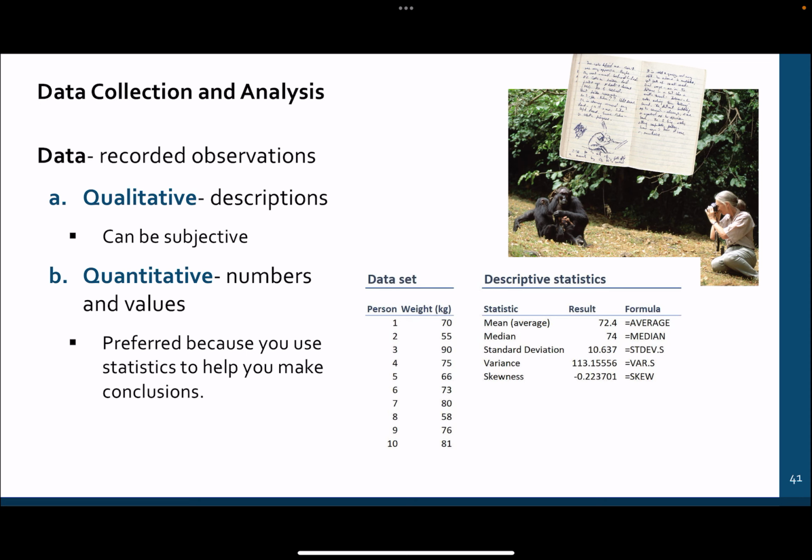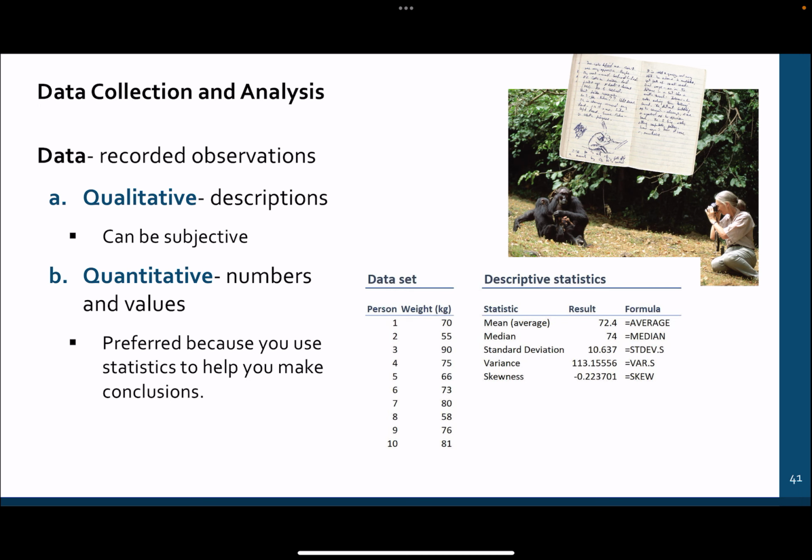Now, depending on how you're presenting or publishing this, you might select only some of the data, you might select all of the data. It really just depends what information you are trying to convey. But we're either going to collect qualitative data, which are descriptions, or we're going to collect quantitative data, which are numbers and values. And the type of data that you collect really just depends on the goals of your experiment and what you need to support your hypothesis.